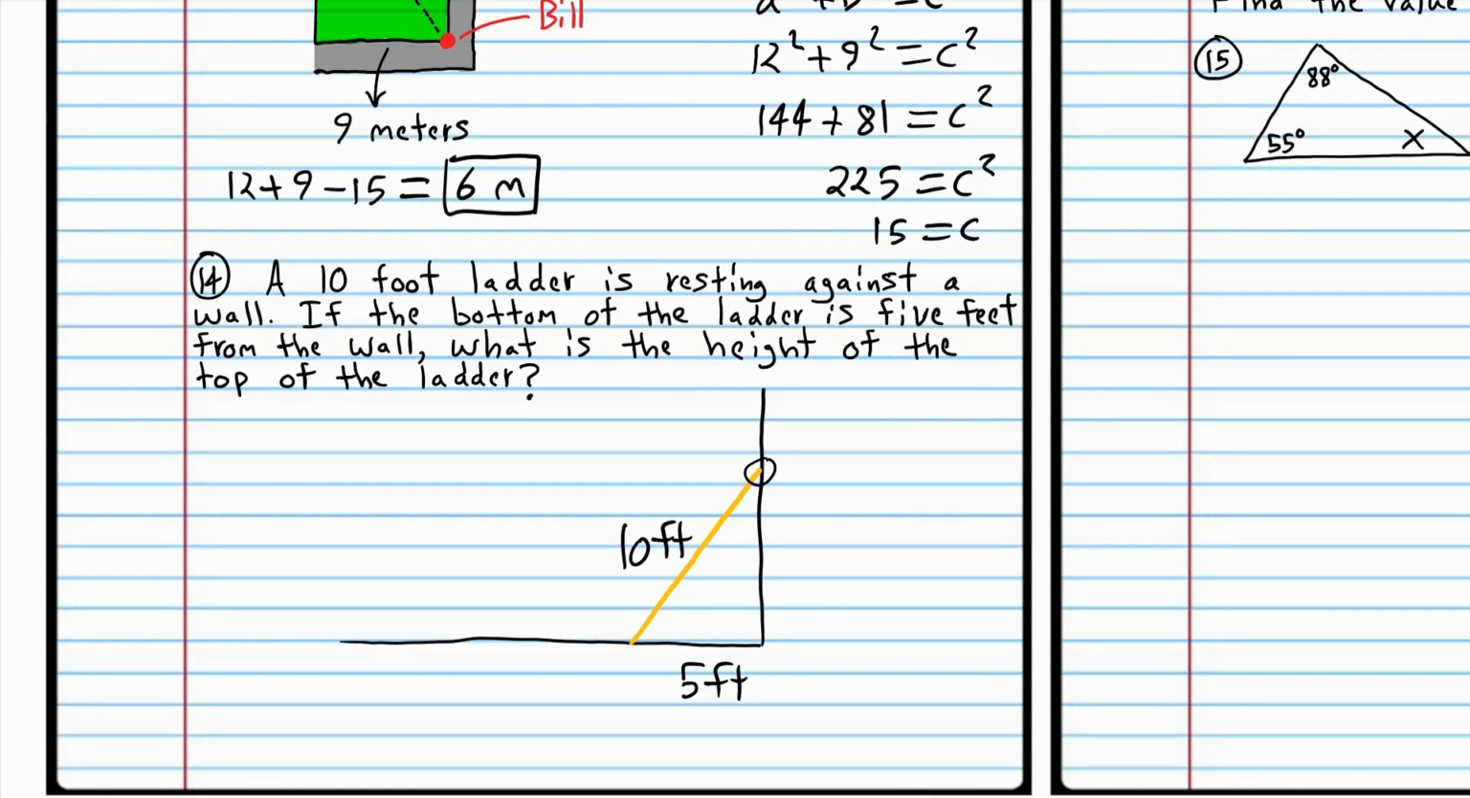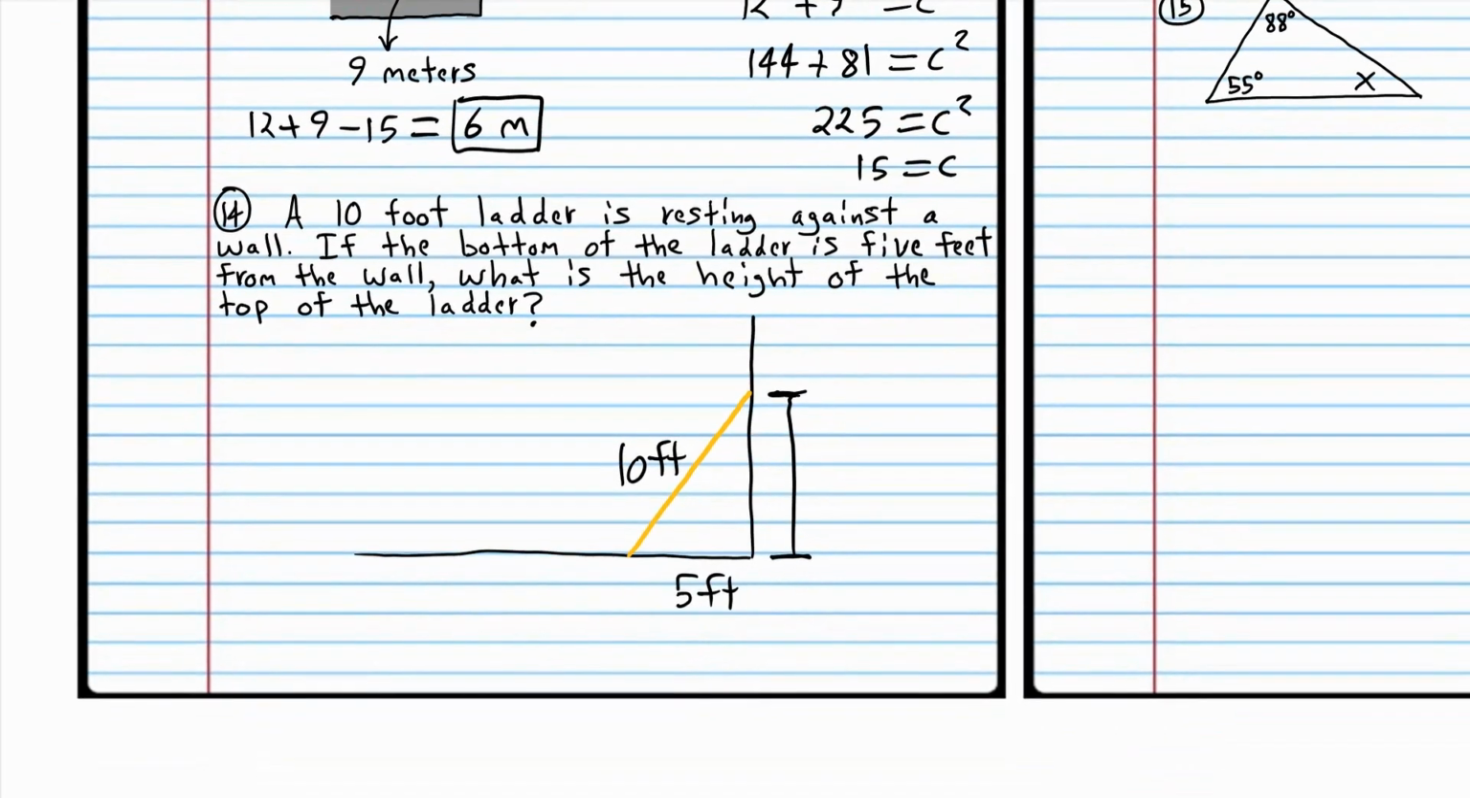And now what they're asking is, what is the height of the top of the ladder? So what they want is, how far up above the ground is this top part of the ladder? How far is this above the ground? That point where it touches the wall. So they're asking for this length. So as you can see, it's just a Pythagorean theorem problem. So let me get rid of some of this here.